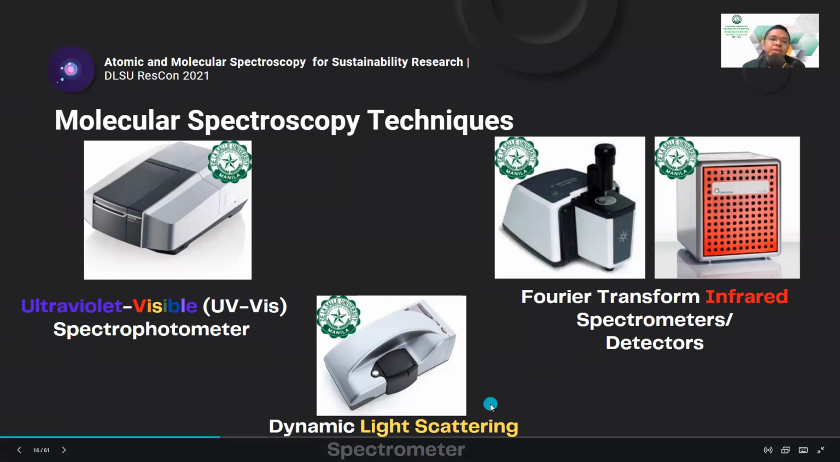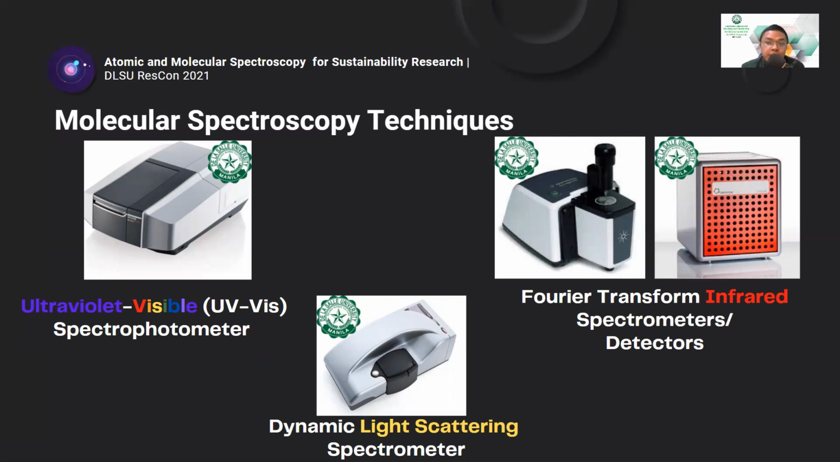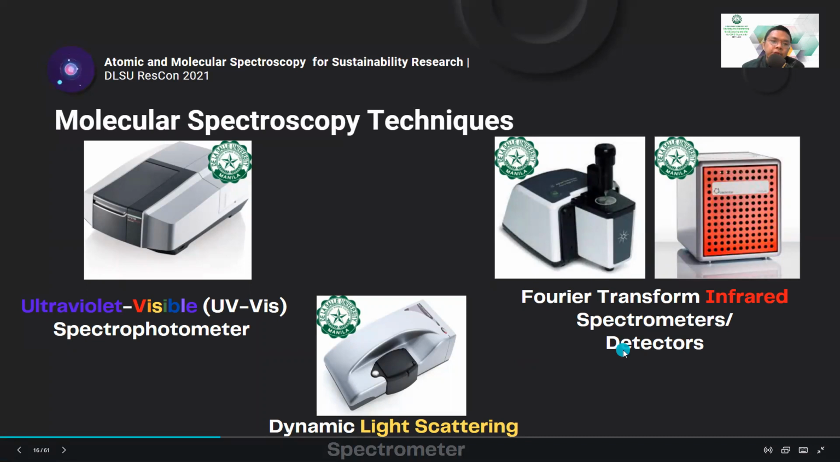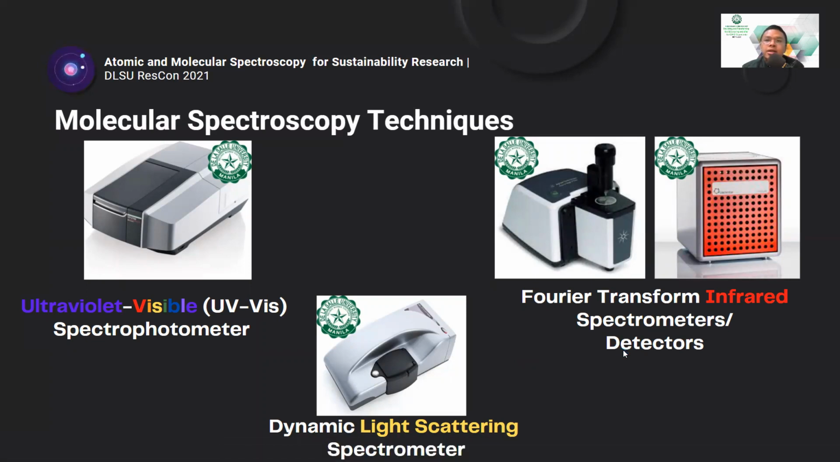And then lastly, we have dynamic light scattering spectrometers. So this uses an APD detector. And this can be used if you want to know the particle size, hydrodynamic particle size of your samples, as well as the zeta potential and other applications pa. So what we have in the CIF is a nano level dynamic light scattering spectrometer. So you'll be seeing later some applications of this one.